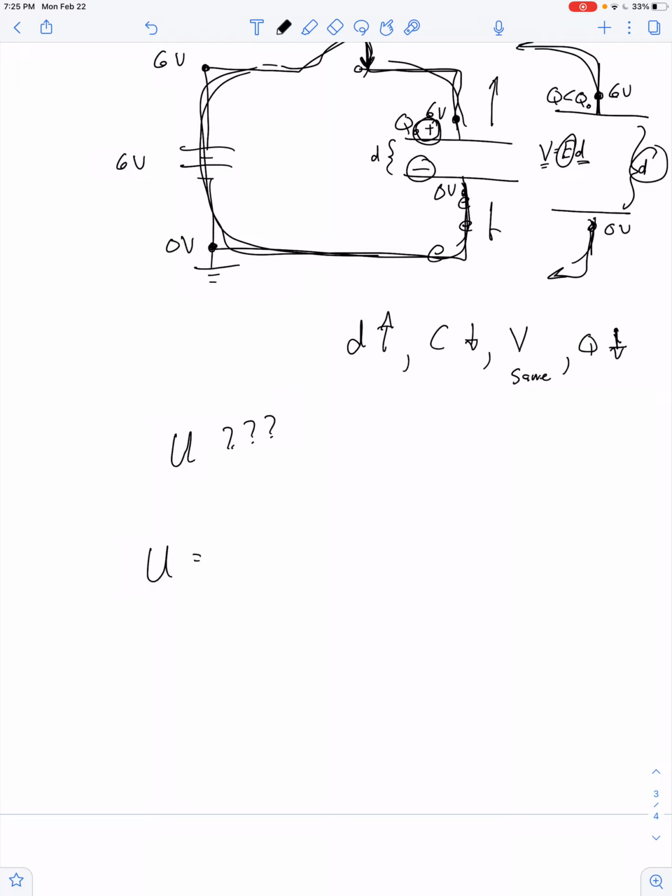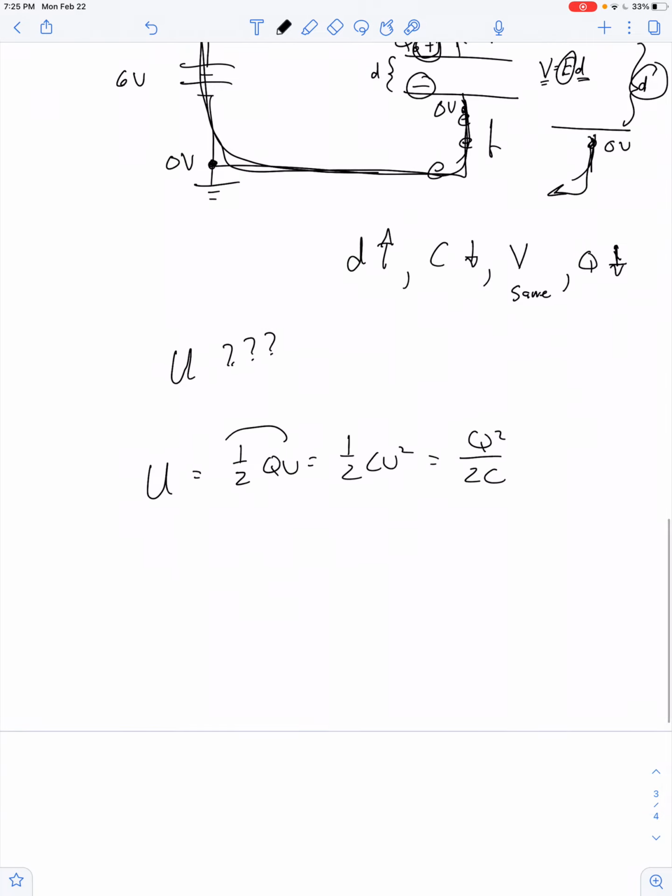Well, let's let the equations be our guide. 1/2 QV, 1/2 CV squared, or Q squared over 2C. So let's look at the first equation. Q has gone down and V has stayed the same, so we would think that the potential energy has gone down in this case. What about the second equation? Okay, well, the capacitance has gone down and the voltage has stayed the same, so again, it seems like the amount of potential energy has decreased.